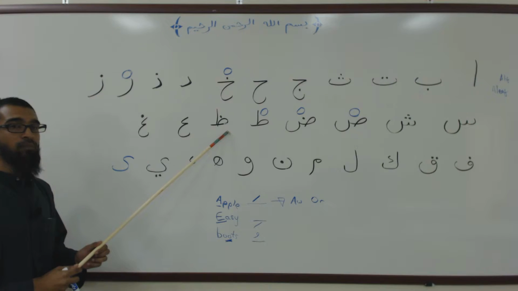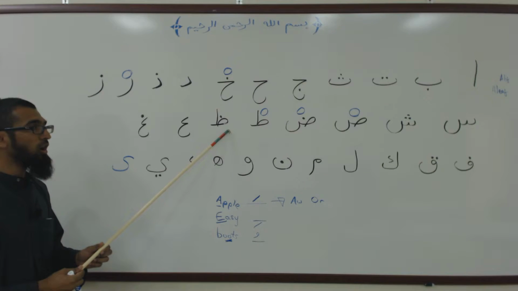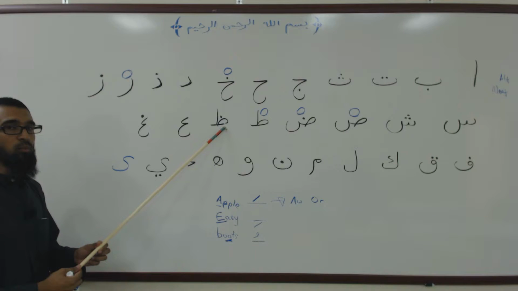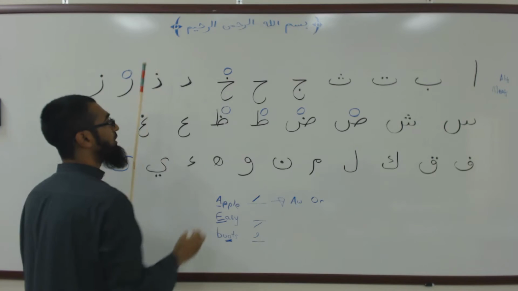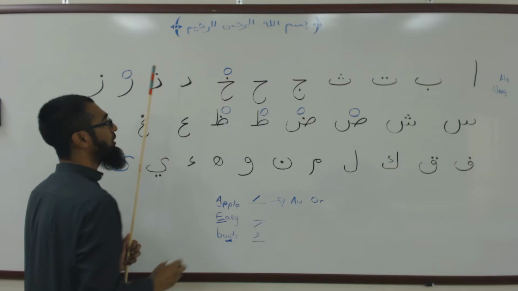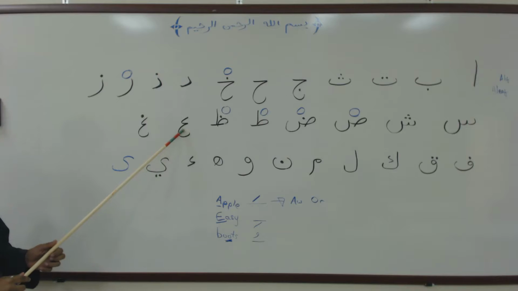Tho. Like in the Quran, Allah mentions the Zalimun. The Zalimun are the oppressive people. Zalimun. Right? So tho is another round letter. Okay. Ain. Ain is normal.